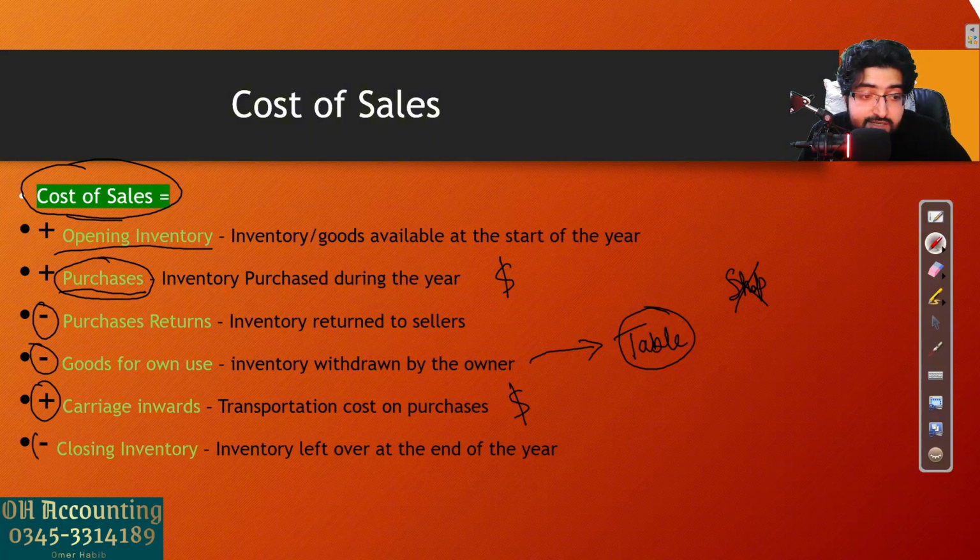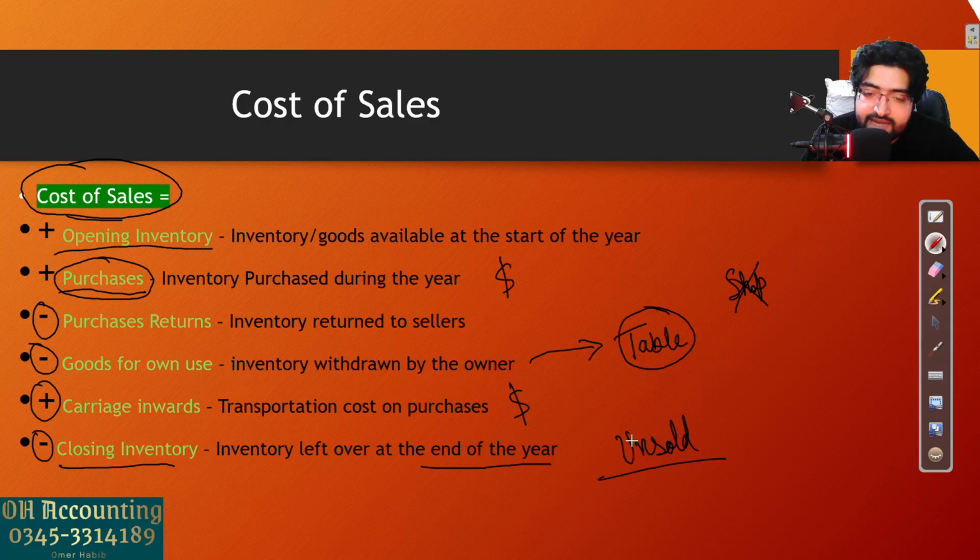Then exclude or subtract closing inventory. This is the inventory that is left over at the end of the year. So if it is left over, means it was unsold. When it is unsold, how can I include the cost or expense of this inventory in the current year? I cannot. When I'm not selling it this year, I cannot include the expense of this inventory in the current year.